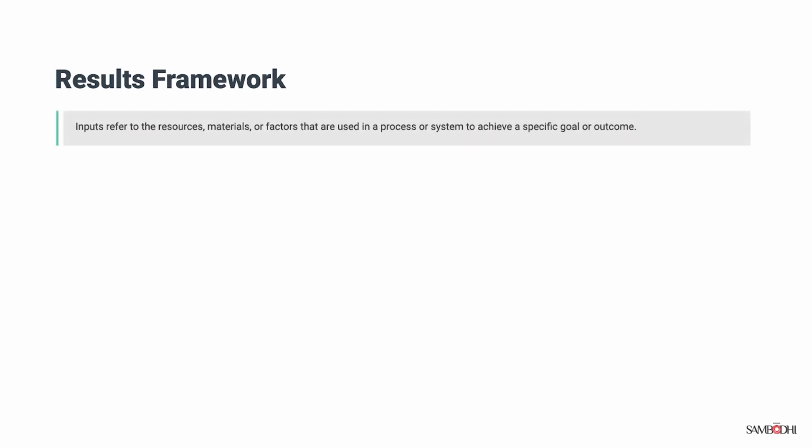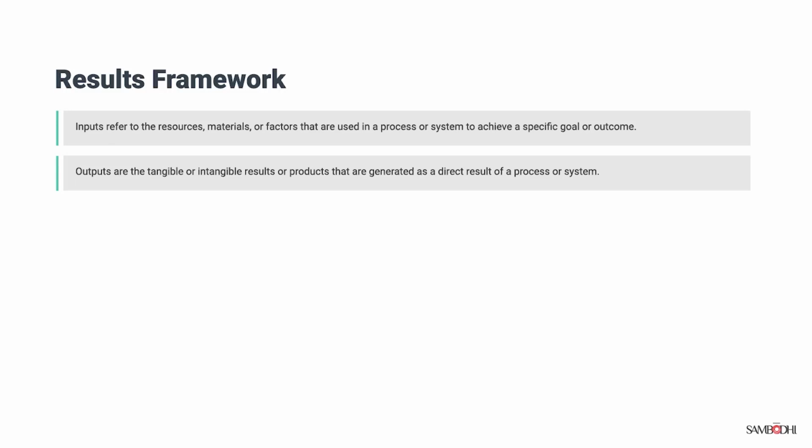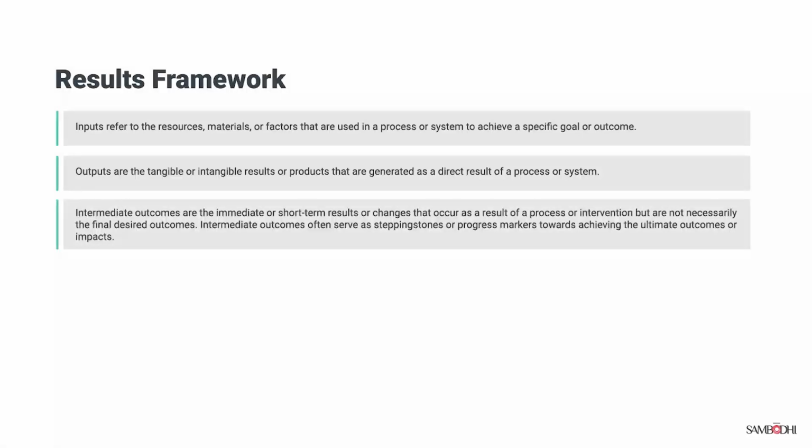A results framework is a tool used in project or program management to organize and track progress towards achieving desired outcomes. Inputs refer to the resources, materials, or factors that are used in a process or system to achieve a specific goal, whereas outputs are the tangible or intangible products that are generated as a direct result of a process. Intermediate outcomes and outcomes sound similar, but they refer to different things.